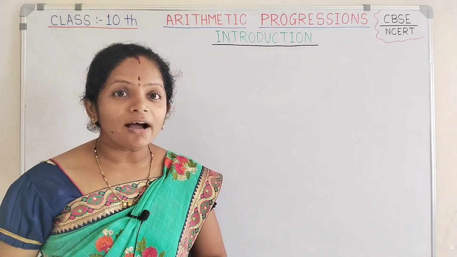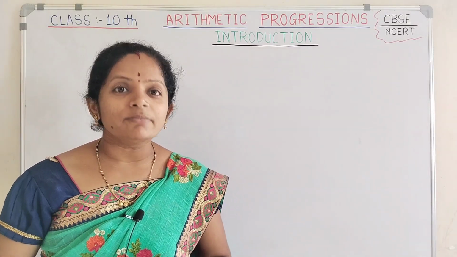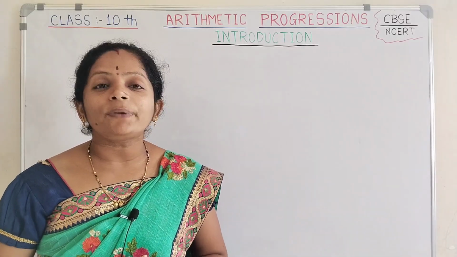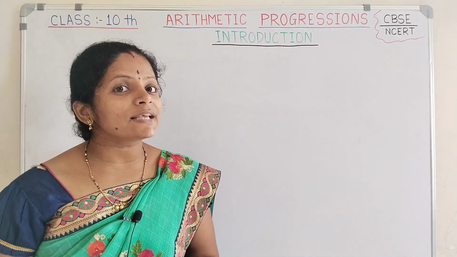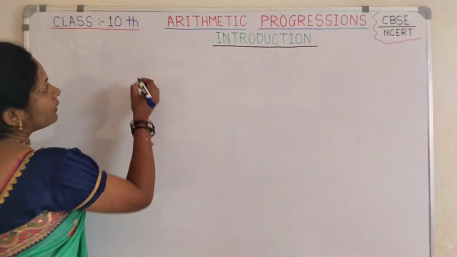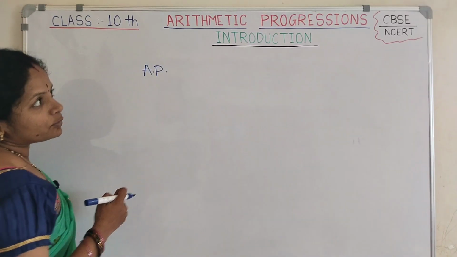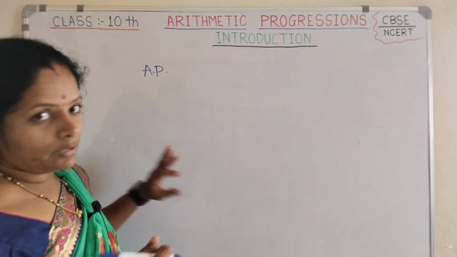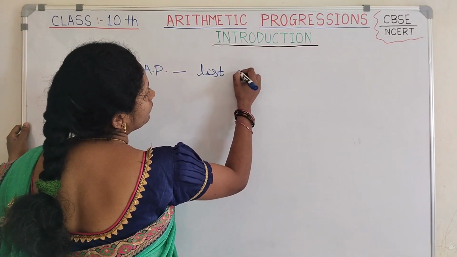Let us see some of the points related to this chapter. What is an arithmetic progression? An arithmetic progression is a list of numbers in which each term is obtained by adding a fixed value to the preceding term, except the first term. Shortly, we can write arithmetic progression as AP, which is a list of numbers.